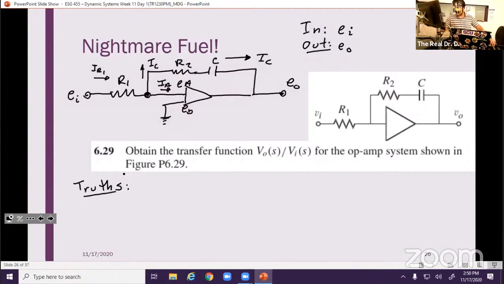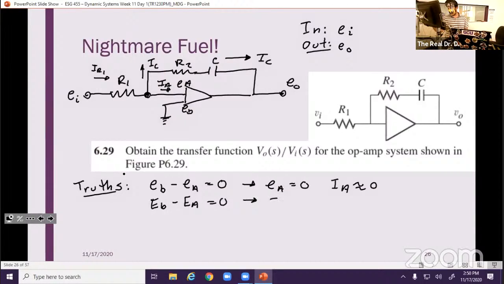So we've got our mathematical truths. And in this case, we still have the same mathematical truths that we've always used for op amps. If you were to take the Laplace transform of these, these just become EB minus EA, and so we can say that capital EA has 0. Taking the Laplace transform doesn't change the difference between the two terms, because it's a linear operator, so it wouldn't do that.